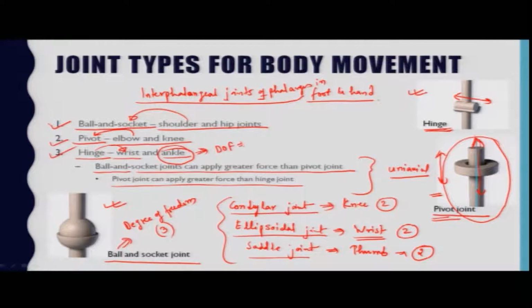So in this way, this is the brief description of the major joints of the body, the types of joints, and the degrees of freedom that are provided by mother nature itself to the human body.